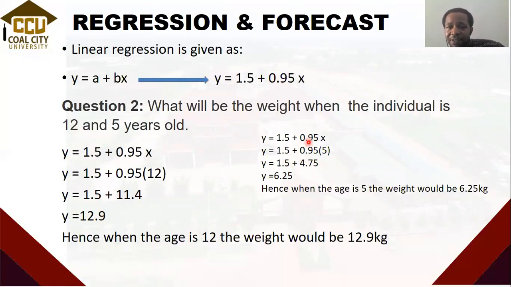Now to get the same thing when the child is 5 years old, you simply substitute. Since you're given 5 as the age, 0.95 times 5 is 4.75, plus the intercept, which is 1.5, gives you 6.25. So the child will weigh 6.25 kg when it is 5 years old.